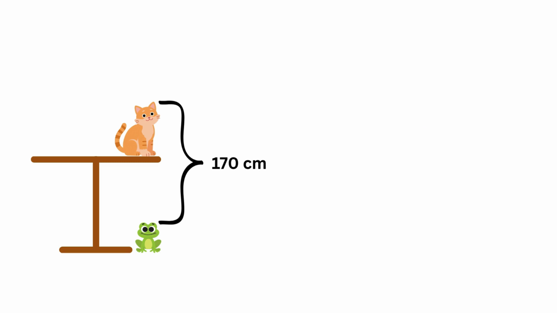Look at the first picture. Let's say the height of the table is T, the height of the cat is C, and the height of the frog is F. The 170 centimeters represents the difference between the top of the cat's head and the top of the frog's head. We can find that distance by taking the height of the table plus the height of the cat and then subtracting the height of the frog. So this is our first equation.